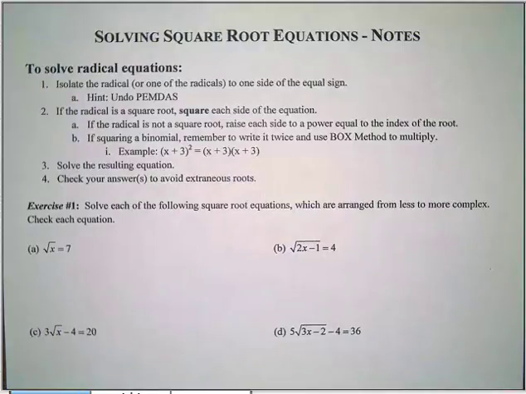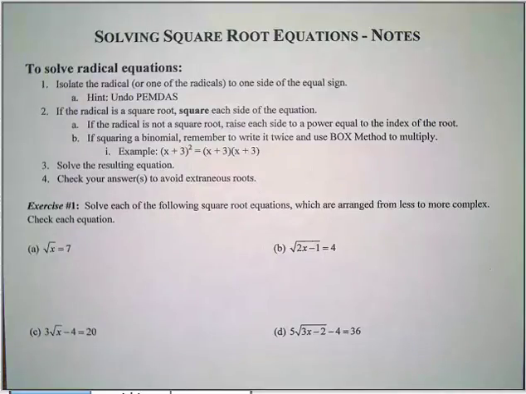If a radical is a square root, square each side of the equation. If the radical is not a square root, raise each side to the power equal to the index of the root. So to undo a cube root, you're going to cube. To undo a fourth root, you're going to raise it to the fourth power. And remember, if you are squaring a binomial, write it twice and use the box method to multiply. Then solve the resulting equation, and please do not forget to check.